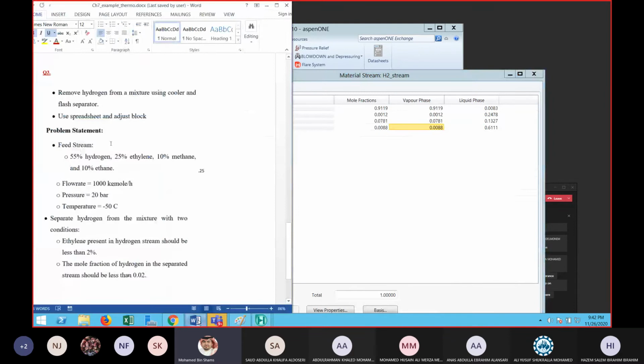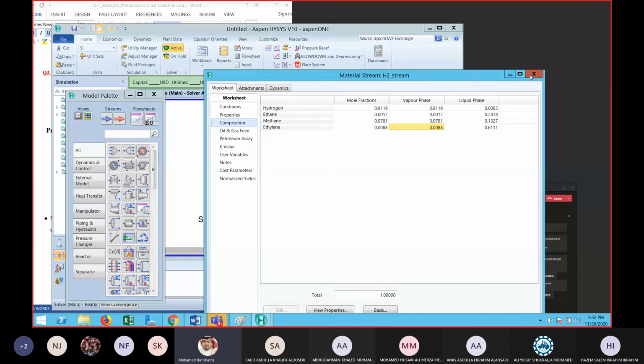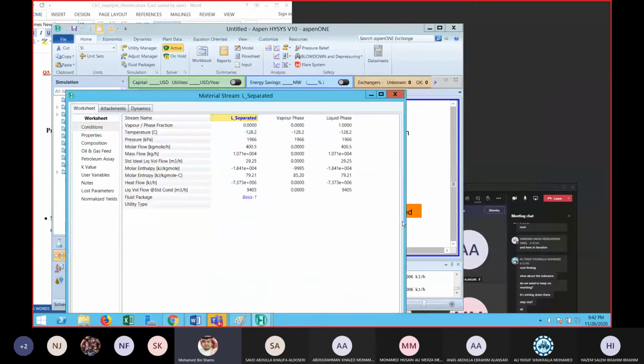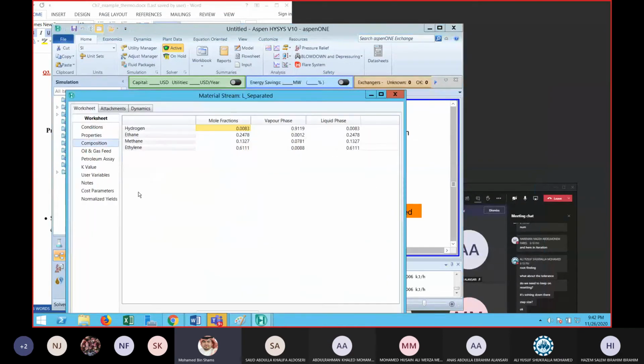And also, if you look at the problem, they told us also that the mole fraction of hydrogen in the separated, اللي هو bottom stream, has also to be less than 0.02%. And if you go and look at the hydrogen, you will see that it's less than 0.02%.